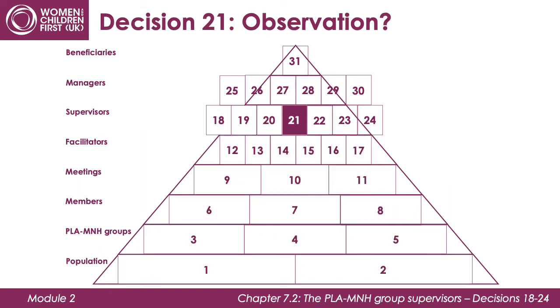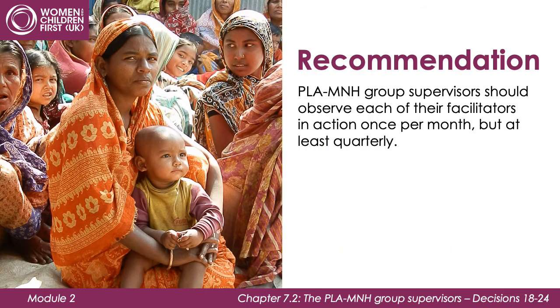Now let's look at decision 21. How will the PLA-MNH group supervisors observe PLA-MNH group meetings? Here, the recommendation states that PLA-MNH group supervisors should observe each of their facilitators in action once per month, but at least quarterly.